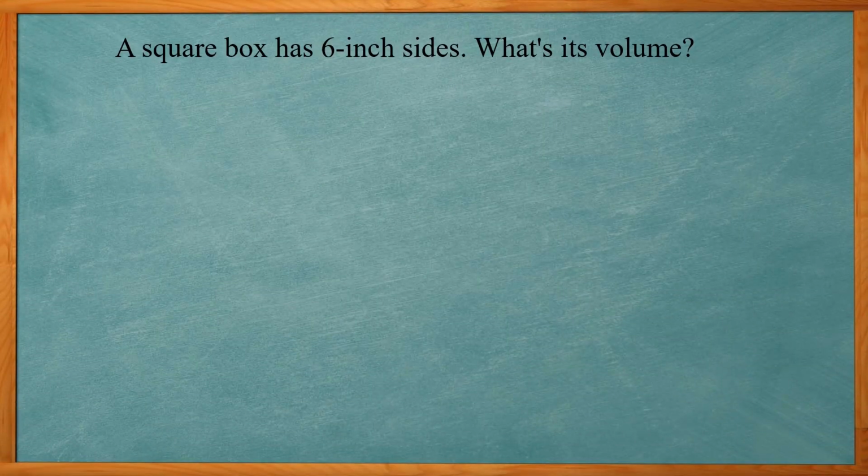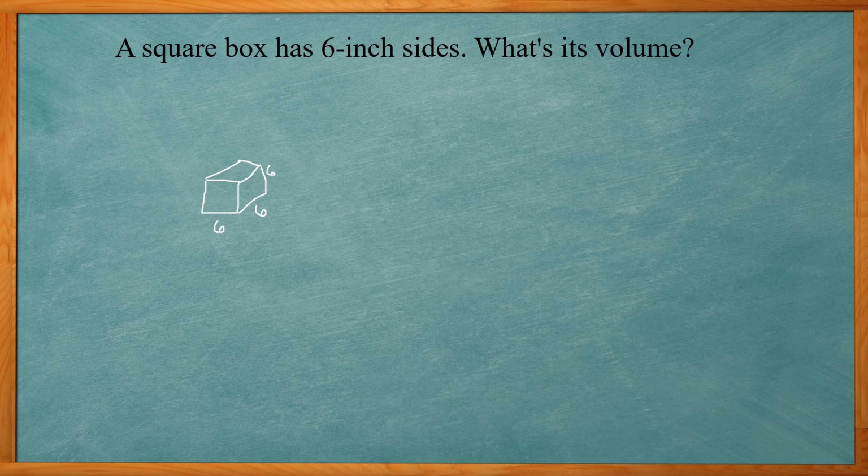So this one reads, a square box has 6-inch sides. What's its volume? So we have basically a square box. They make it 3D. It's going to be kind of like that. So they should be all the same length, but here it's 6, that's going to be 6, and that's going to be 6. So the width, the length and height is all going to be 6 inches.